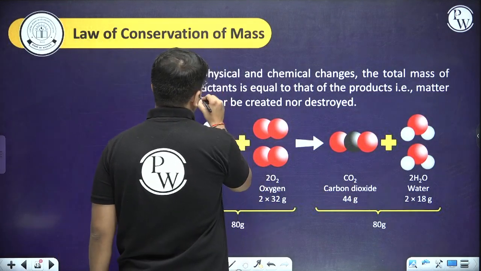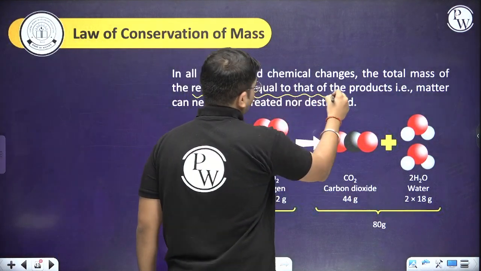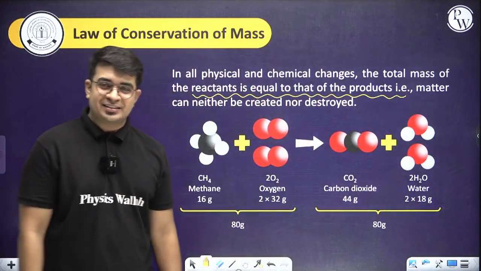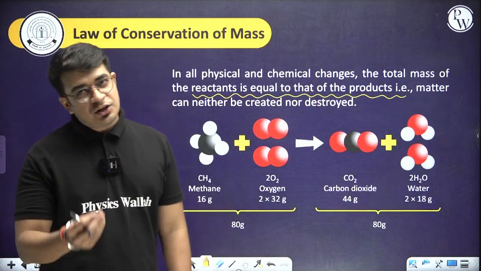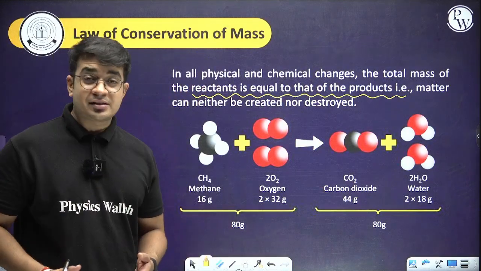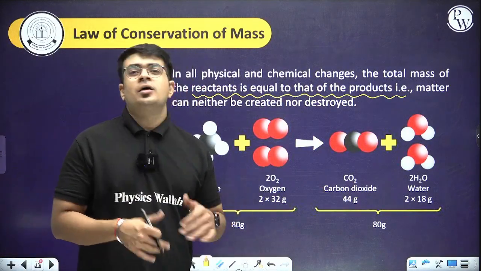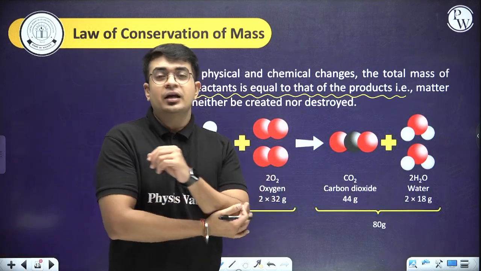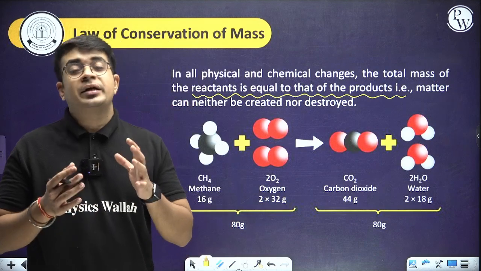It means the mass of reactant will be equal to the mass of product, and it has a simple analysis that matter can neither be created nor be destroyed. I know there are certain limitations to that particular law, but initially it was thought that mass is going to be transferable. We can say mass is going to remain conserved.